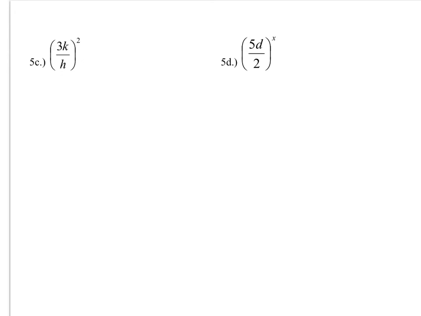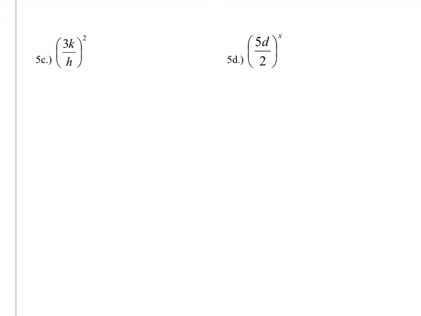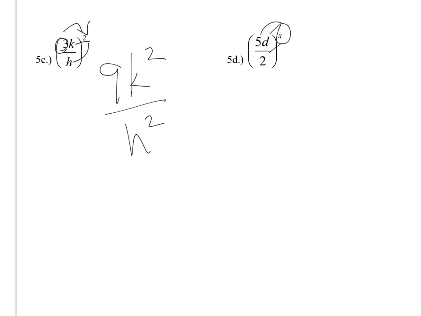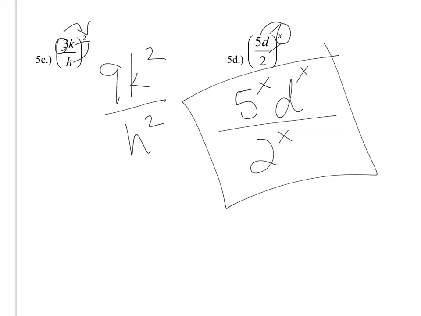All right, this next one I'm just going to say is 9, whoopsie, 9, k to the 2nd over h to the 2nd. Where'd the 9 come from? I did 3 to the 2nd. I brought the 2 to the k and the h. Done. 5d. You have this exponent out here. What do I do to it? I have to apply it on everybody. So I get 5 to the x, d to the x, over 2 to the x. That's really me just seeing, do you know how to apply the rule, right? We don't know what x is. We can't really do anything with it. All right.